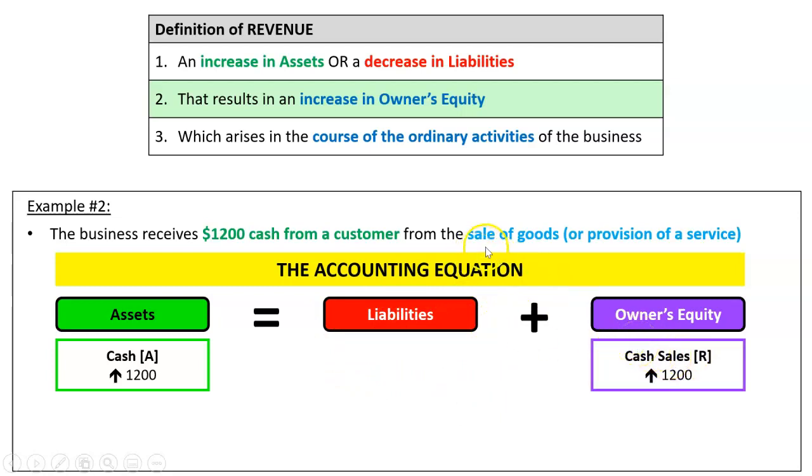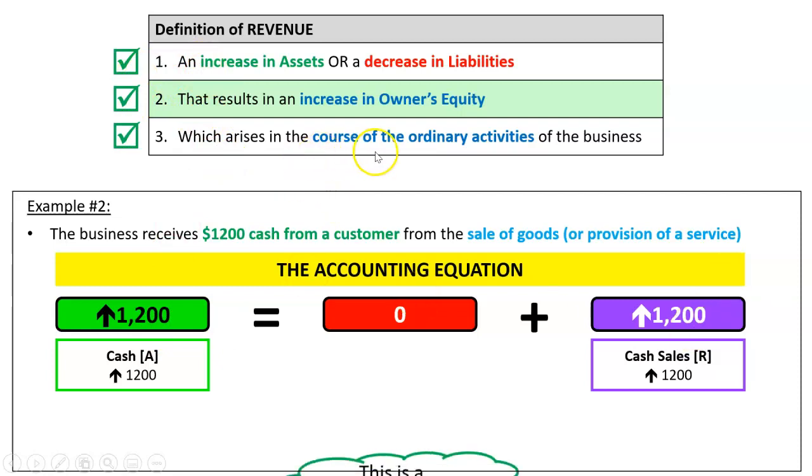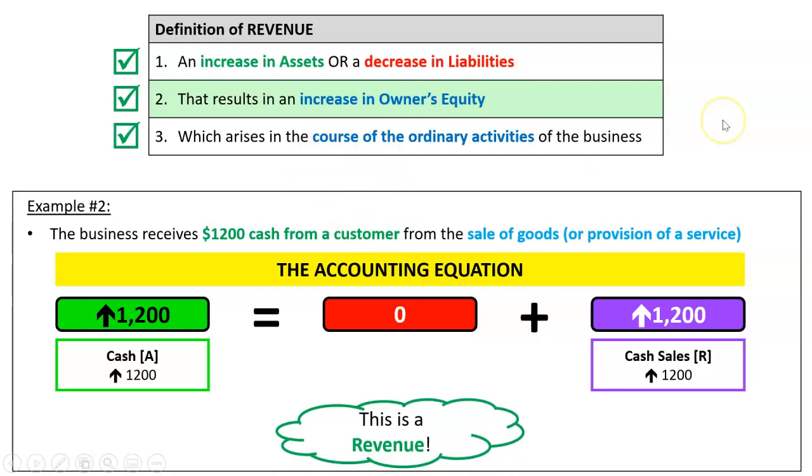So looking at that, you know a sale is a revenue. But why? Well, let's apply it to our definition. Assets is going to increase 1,200. Liability is 0. And owner's equity is going to increase 1,200. So let's go through our definition. This is a revenue because it's going to increase assets overall. It's going to increase owner's equity overall. And it arose during the course of the ordinary activities. So that one is a revenue.